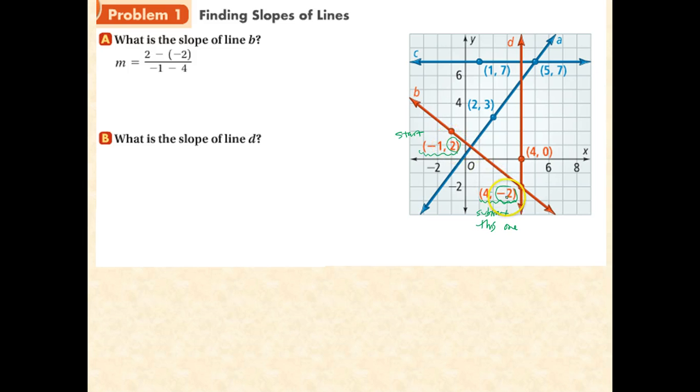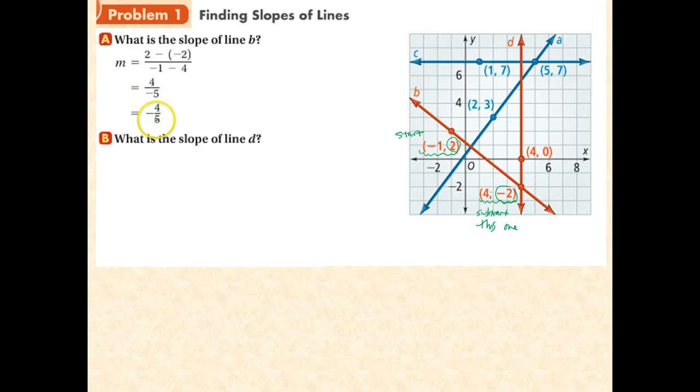So we did 2 minus negative 2. That means we have to do negative 1 minus 4. It's important that you get those in the right order. Okay, well 2 minus negative 2 is 2 plus 2, which is 4. Negative 1 minus 4 is negative 5.